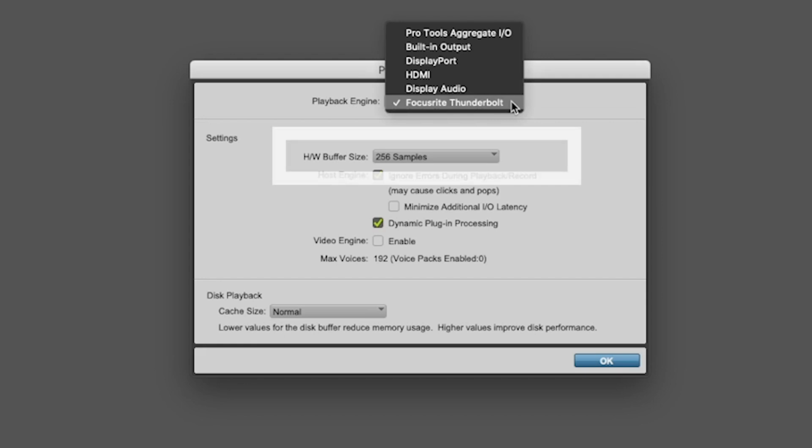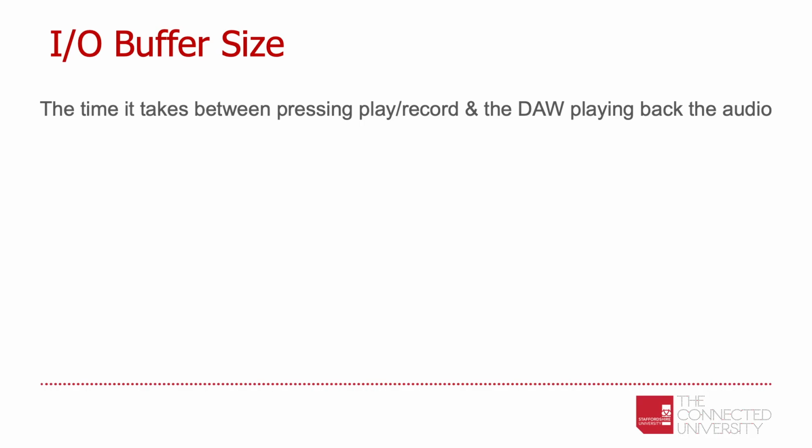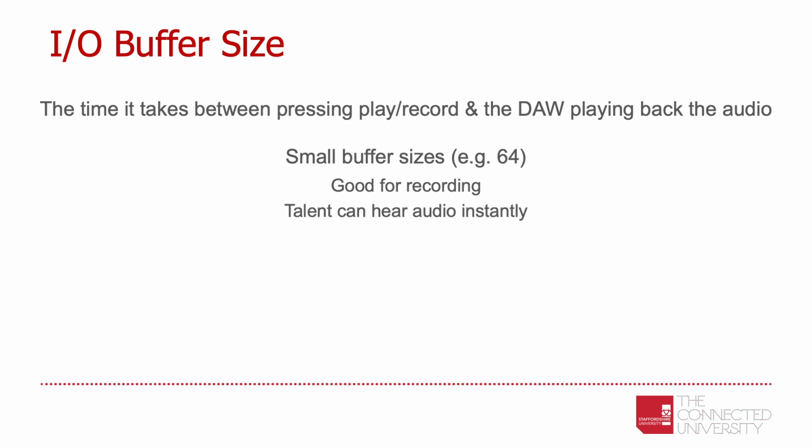The I/O buffer size is the amount of time it takes between you pressing play or record and then Pro Tools playing the audio back through the speakers or headphones. Small buffer sizes are great for recording, so the talent hears the audio playback instantly. But they're not so good for playing back multiple audio tracks with various effects applied, so you might come across some playback errors, which sound like clicks and pops.